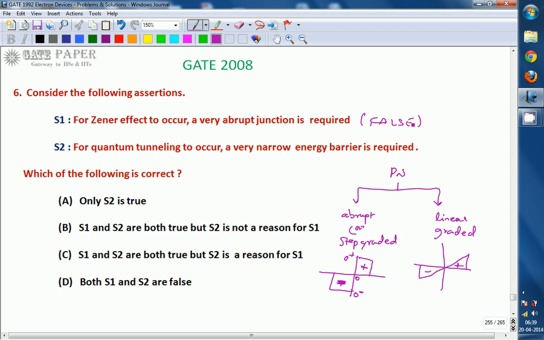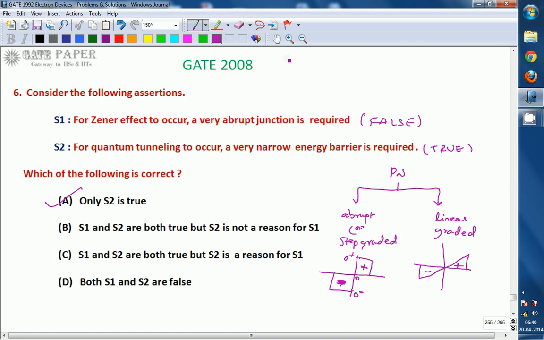Jumping over is called surmounting, and going through is called the tunneling phenomenon. Tunneling is nothing but, instead of jumping over the potential barrier, the charge carriers moving from one side to the other through the potential barrier. For that, a very narrow energy barrier is required. So statement 2 is true and statement 1 is false. The right option for this one is A: only statement 2 is true. I will clarify surmounting the potential barrier and the tunneling phenomenon.